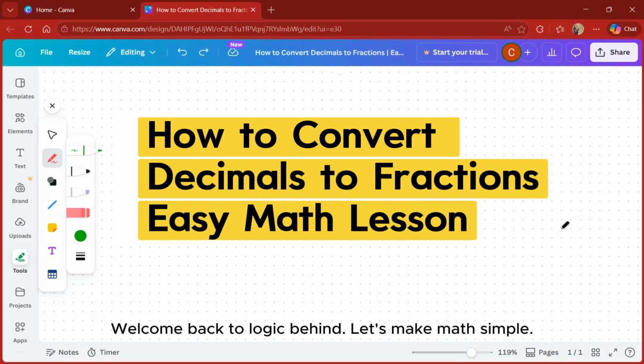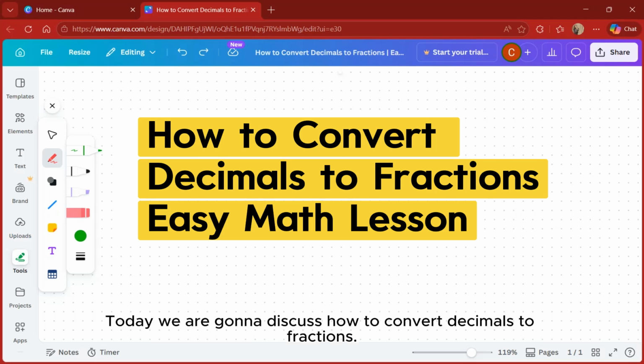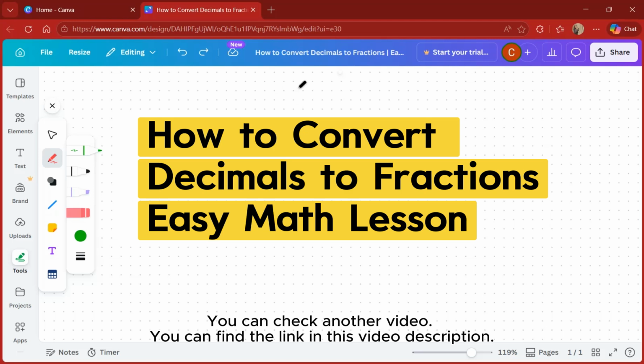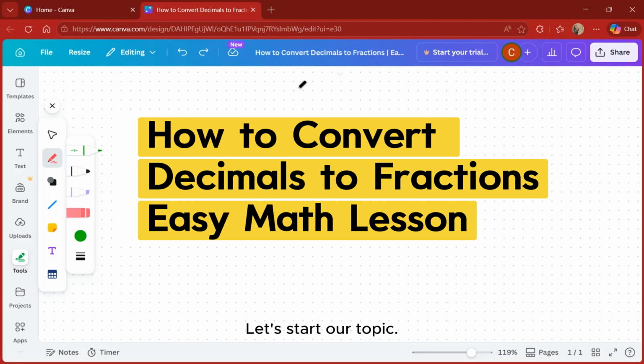Let's make math simple. Okay, today we are gonna discuss how to convert decimals to fractions. Last time I introduced how to convert fractions to decimals. If you have this problem or if you want to learn how to convert fractions to decimals, you can check another video. You can find the link in the description. Okay, let's start our topic: how to convert decimals to fractions.